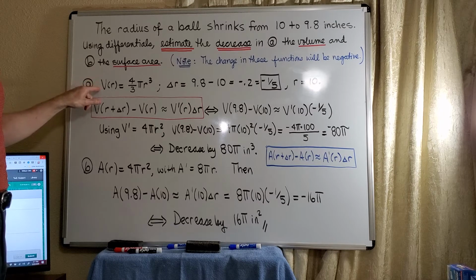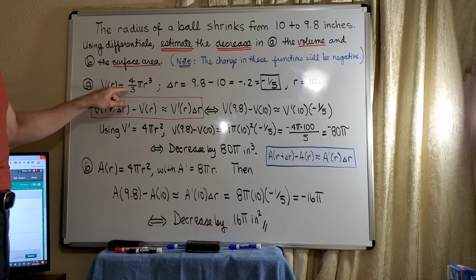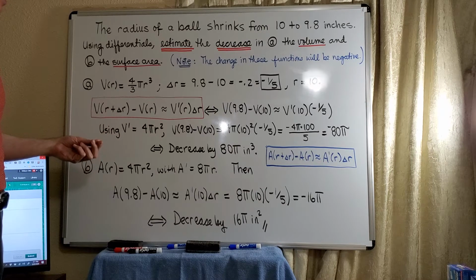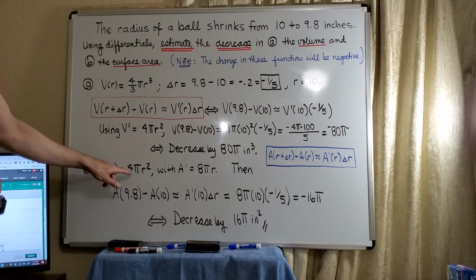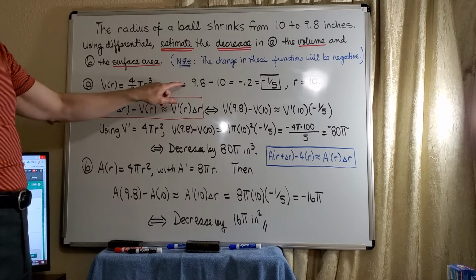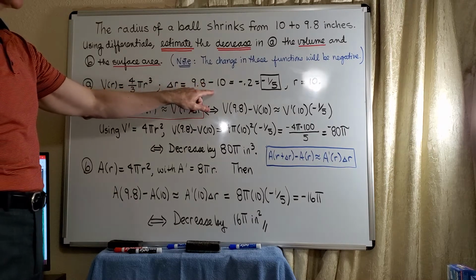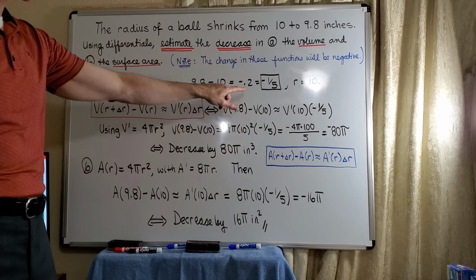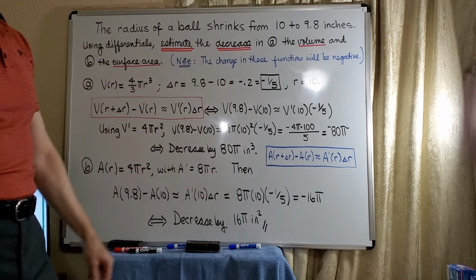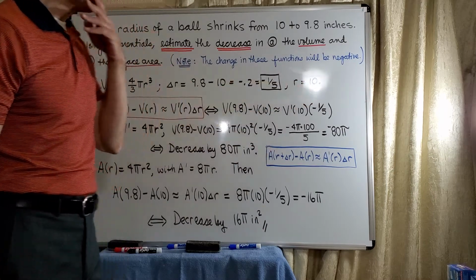That is, the volume of a sphere is 4/3 pi r cubed, and the surface area of a sphere or a ball is 4 pi r squared. So now, just like we did before, we see that the change in r will be 9.8 minus 10, which will be -2/10 or -1/5. And the more distinguished value of r is where we started, at 10.